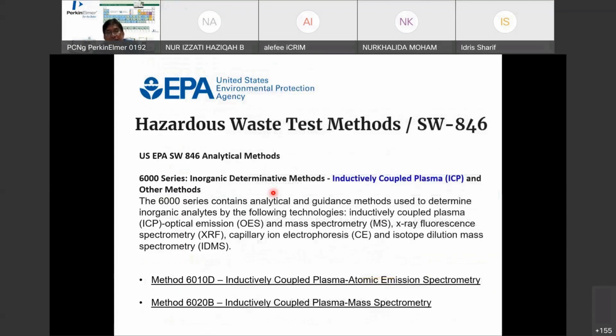After sample prep, the samples are run on two instruments: 6010 ICP-OES and 6020 ICP-MS. As you know, ICP-MS is 1,000 to 10,000 times lower in detection than ICP-OES. Because ICP-MS is expensive, not all labs can have ICP-MS. Therefore, it also gives the option.